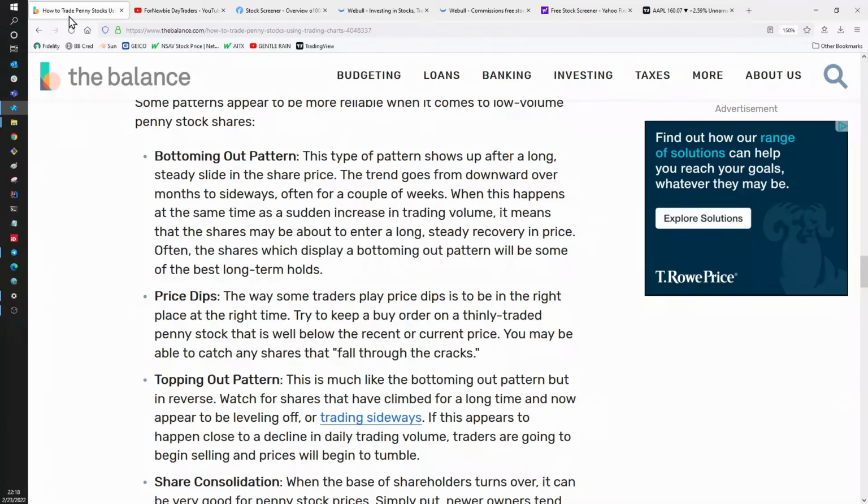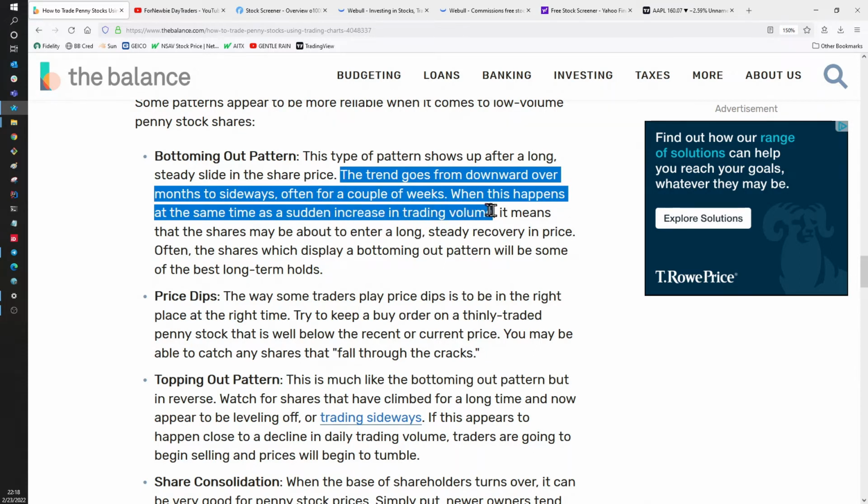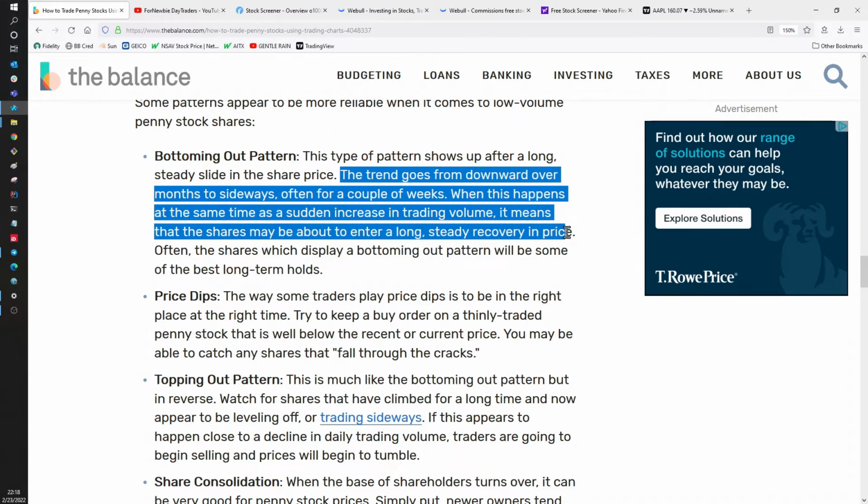Now, let's continue. The trend goes from downward over months to sideways, often for a couple of weeks. Now, when this happens at the same time as an increase in trading volume, it might mean that the shares could be entering a long, steady recovery in price.